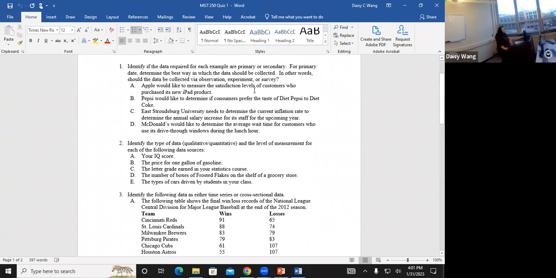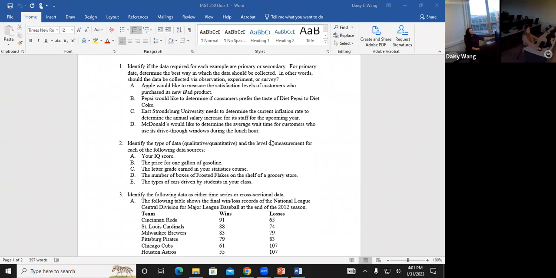So the first question is to identify whether it's primary or secondary data. And if it's primary data, how are we going to collect it? Through observation, experiment, or survey? If it's secondary data, usually we just buy it, okay? So the first one, Apple would like to measure the satisfaction level of the customers who purchased the new iPad product. So it will be primary, right? And then the satisfaction will be collected through survey.